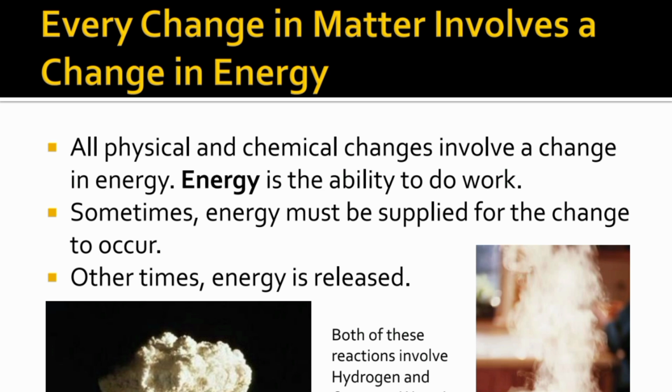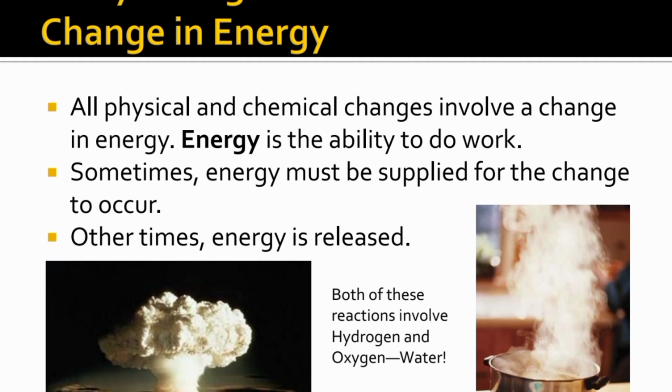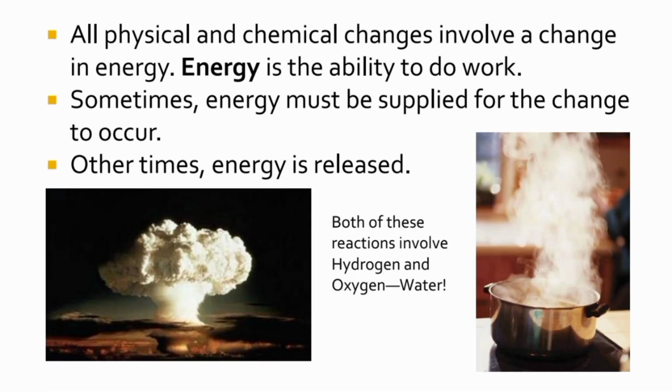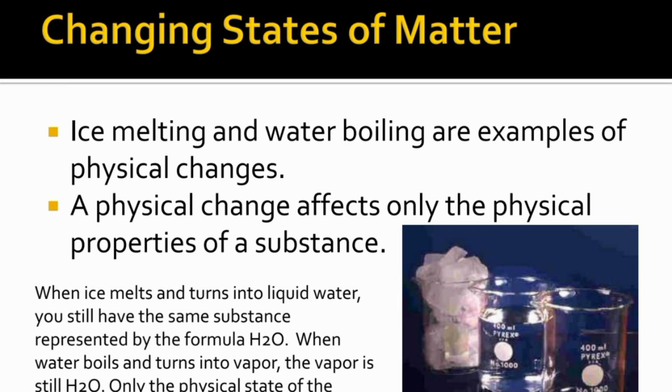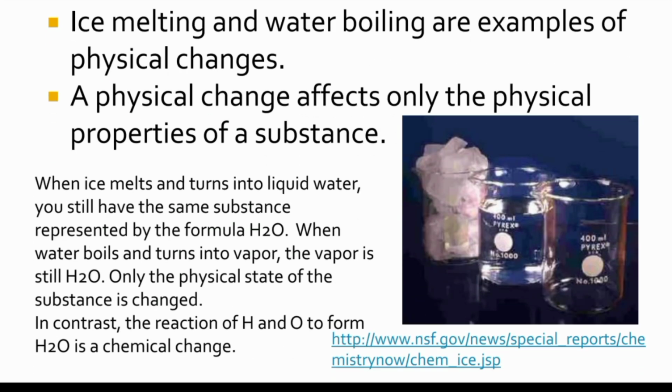When matter changes, any change, physical change or chemical change, it involves energy, release of energy or absorption of energy. What is energy? Energy is the ability to do work. Sometimes energy must be supplied for the change to occur. Sometimes we have to give energy to break some bonds or something else. In some cases when some molecules are formed, energy is released. You can see here there are some examples. Changing state of matter: ice melting and water boiling are examples of physical change. A physical change affects only the physical properties. We discussed physical properties earlier, density for example.